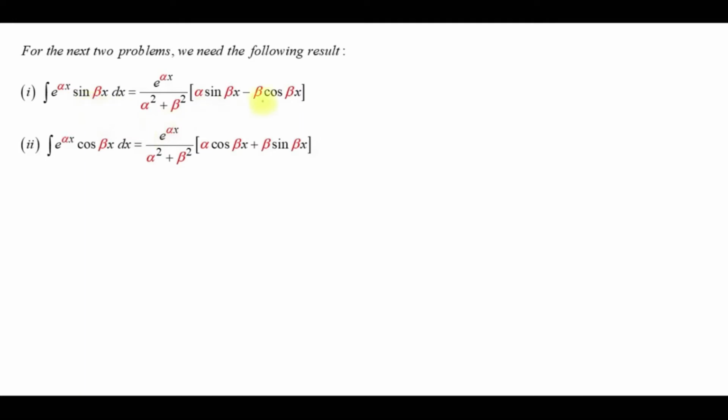For sine formula, we have minus term. For cosine formula, we have plus term. So here alpha sin beta cos. Here alpha cos beta sin.